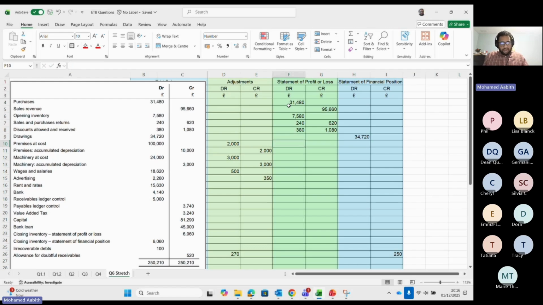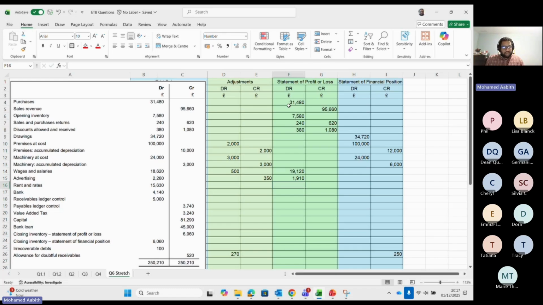Then we have accumulated depreciation and the cost, 100,000, and this is 12,000 now on the next number. That is 12,000 because 2,000 added to already at 10,000 there, and this is 24,000, and that is now 6,000 because the new balance has been added on. Now this one, it's going to be equal to 18,620 plus 500, and then next one is 2,260 minus 350. Why are we removing it? Because it's a prepayment. It needs to go into the next year now.